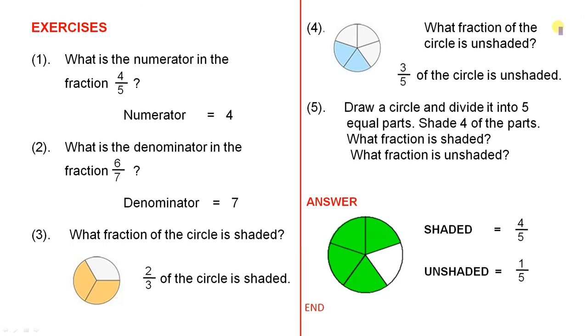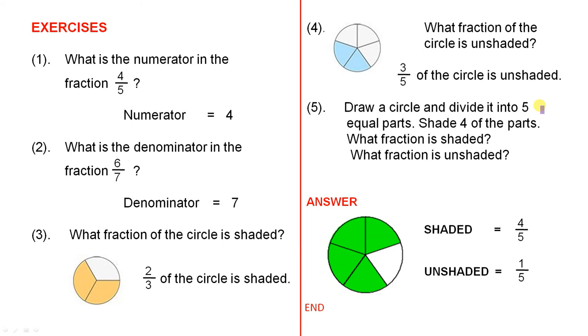What fraction of the circle is unshaded? Okay, we have 1, 2, 3 parts that are unshaded, so we put the 3 up there. The 5 represents the 5 equal parts. So 3/5 of the circle is unshaded.